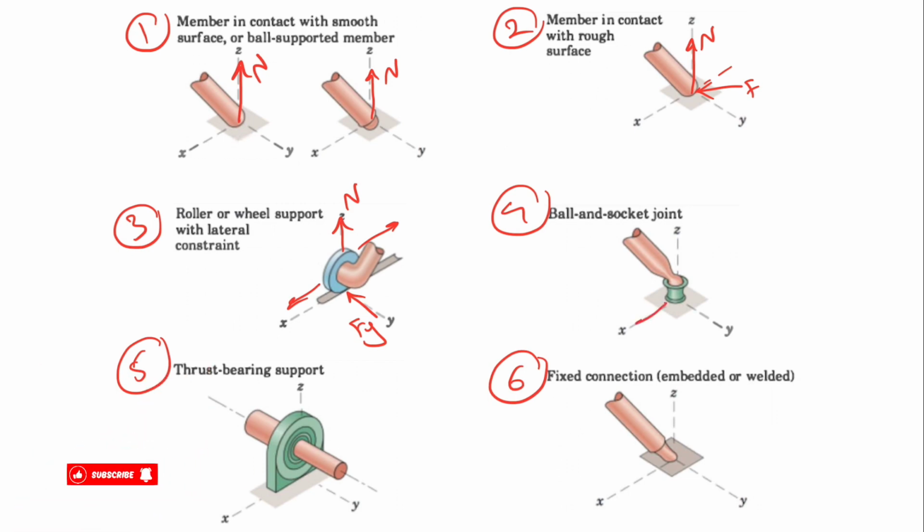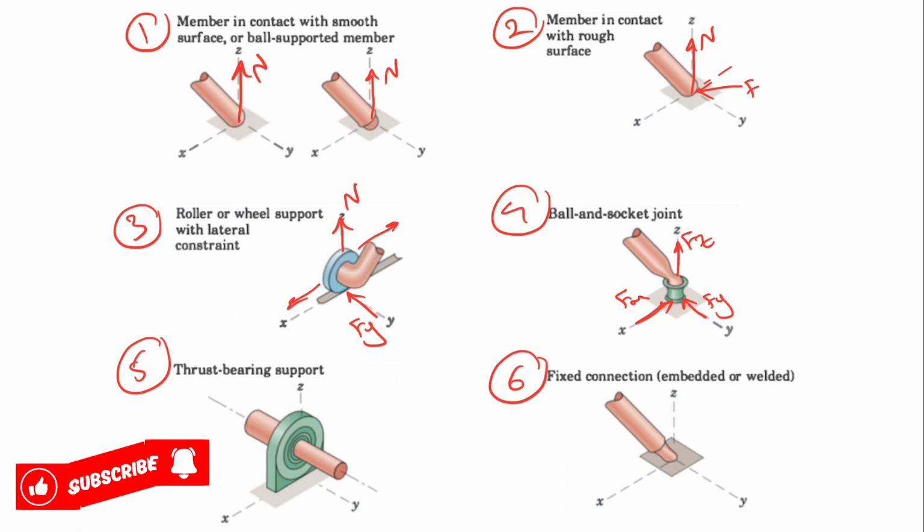The fourth support that we have is ball and socket, which is very common in static problems. In here, this time the member is supported in X and Y direction as well, which means we need to consider Fx, we need to consider Fy, and same for the Z direction, which will be again the normal force or Fz. And since the member can rotate freely about X, Y, and Z axis, we don't need to consider any moment for each of these axes.